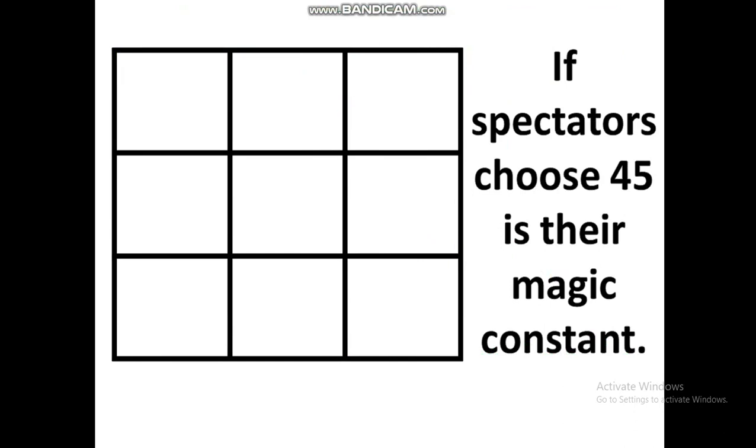Now, if the spectators, the Pruchakas, choose 45 as their magic constant, we can find 45 is a multiple of 3 and it is more than 15, so any of the spectators can choose 45 as the magic constant. If so, the Avadhani has to fill these 3 boxes accordingly to get the magic constant of 45.